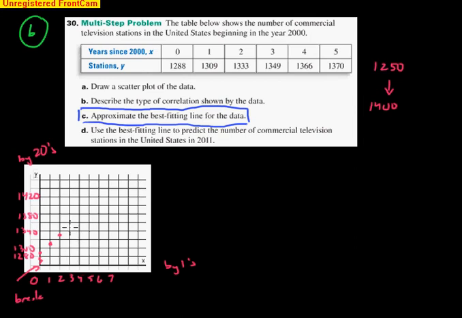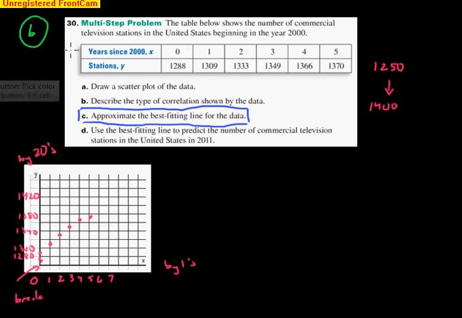3, 1349. 3 and 1349 is like right there, almost 1350. So it's in the center. 4, 1366. This is 1360, so just a little bit more. And 5, 1370. And there you go. And there's my data. Okay? So that's the first part.